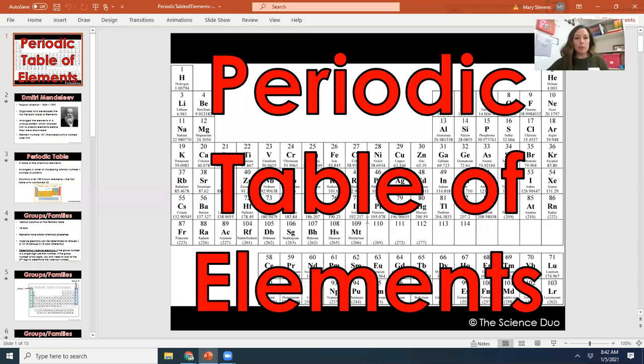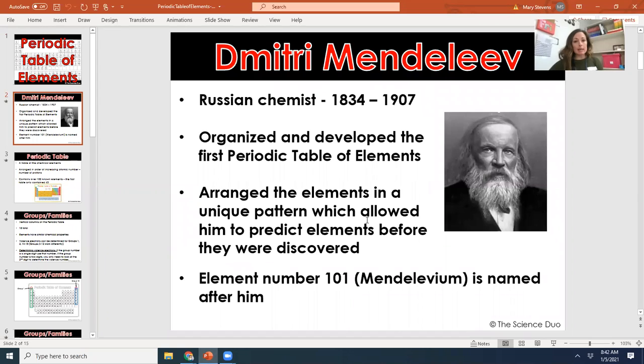To get started, we first need to know, where did the periodic table start? The periodic table started with Dmitry Mendeleev. He was a Russian chemist back in 1834. He organized and developed the periodic table of elements. He arranged the elements in a way that was unique at the time. It allowed him to predict what elements were before they were even discovered. Element number 101, mendelevium, is actually named after him because of his achievements in the organization of the periodic table.